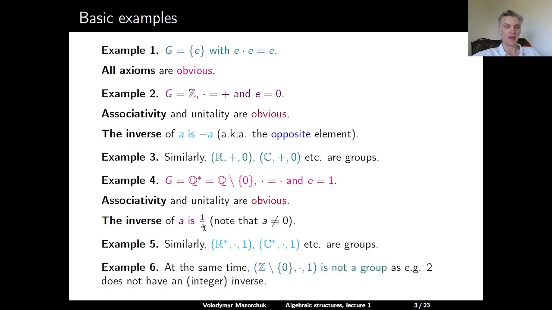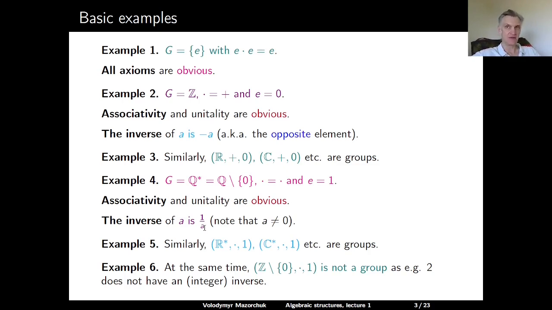Example 6. So this is a negative example. If we take all non-zero integers with respect to multiplication and with the identity being the integer 1, this is not a group because the third axiom is not satisfied. For example, the integer 2 does not have an integer inverse.